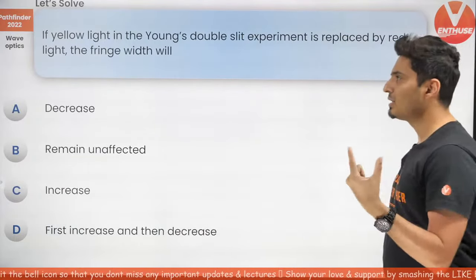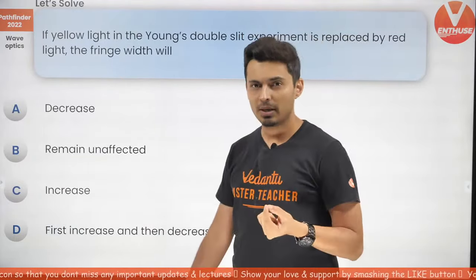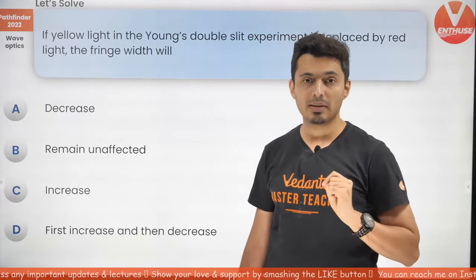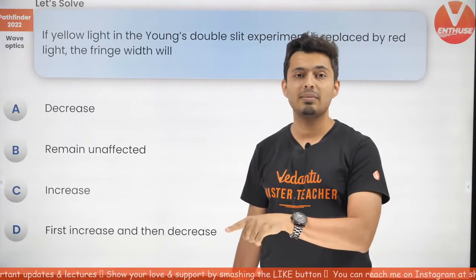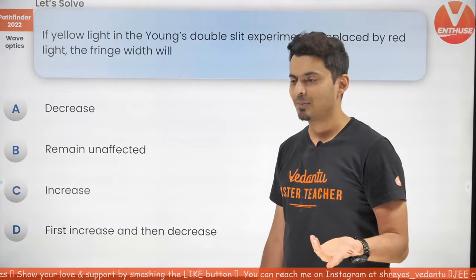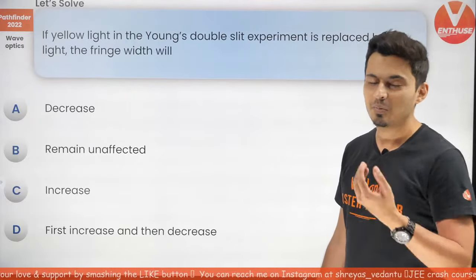Think, how is fringe width related to wavelength? Beta is lambda D by d. So it's proportional to the wavelength. So who has larger wavelength, yellow or red? If you know that, you have got the answer. Who has more wavelength? Obviously red.